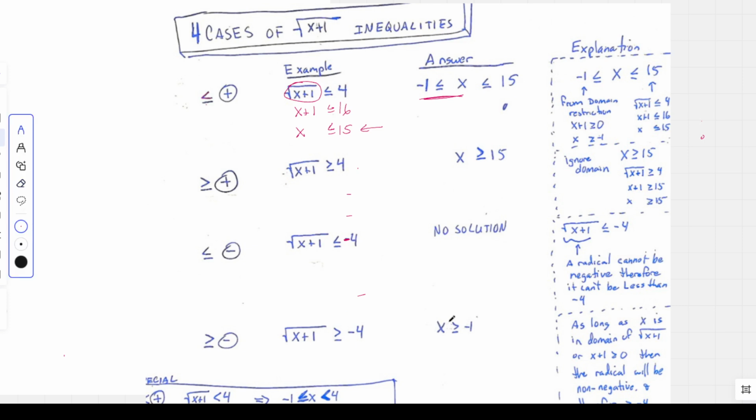You can plug in any number you want as long as it doesn't make this a radical of a negative number. 0 is okay. You could plug in -1 and get square root of 0. That's okay. Square root of 0 is 0, which is still greater than -4. But if you go a little smaller than that, then it's not going to work. If you plug in -2, you get square root of -1, which is a no-go. It's undefined. So there's our solution set for that last one.